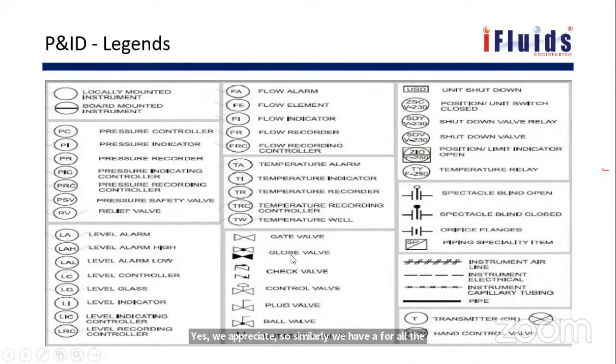For whatever you can see, in the second column at the bottom, you can see a gate valve. Then the globe valve, you can see the dark circle in the center. Then the check valve, you can see the horizontal symbol. Then the control valve.